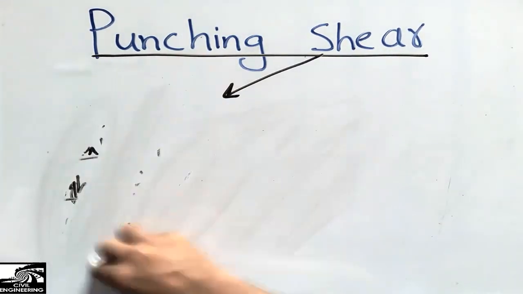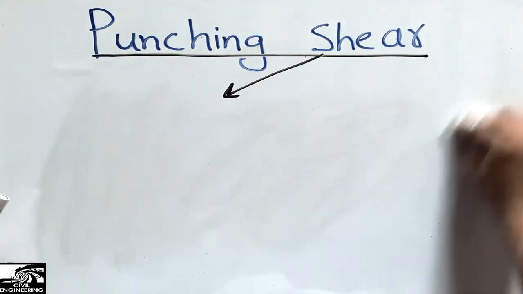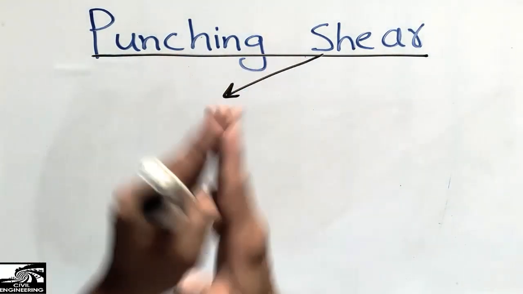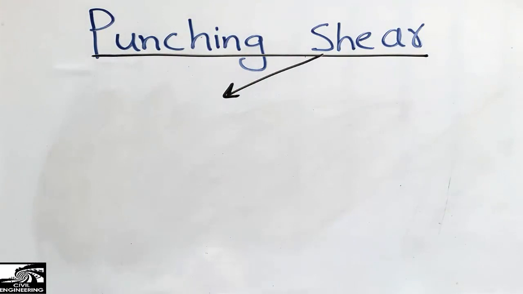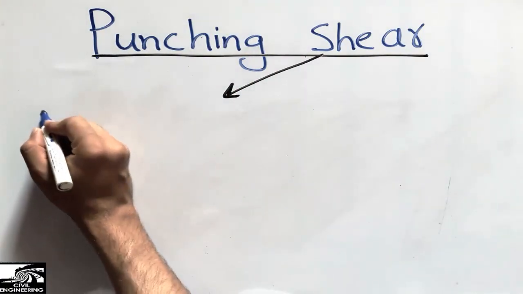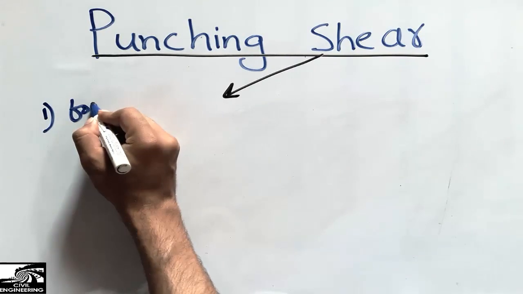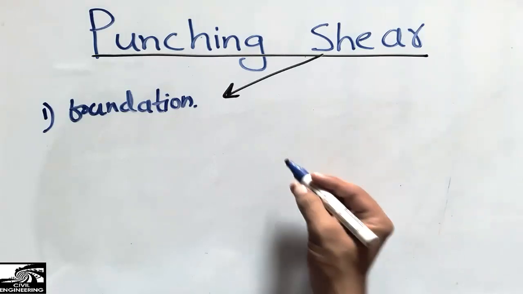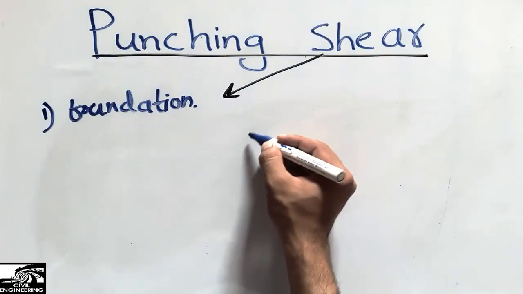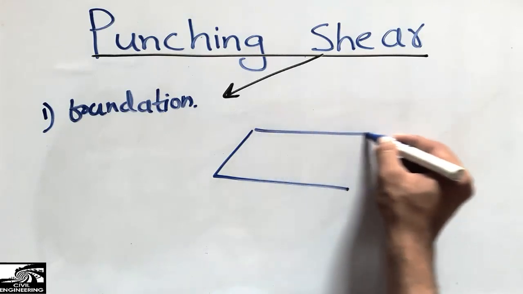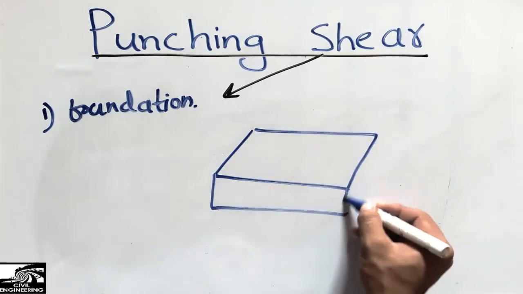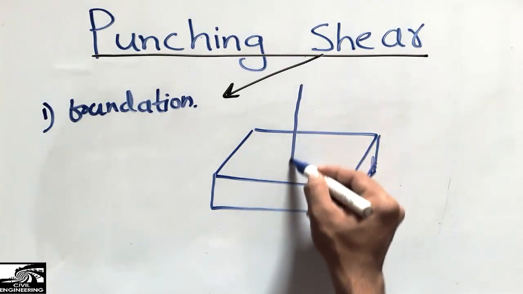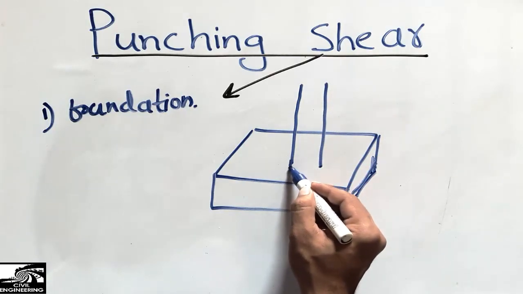So by considering this definition, I will explain. It is the shear failure, in which the objects slide against one another. First of all, considering the footing, the foundation, I will explain how it occurs in the foundation. Let's take an example: this is an isolated footing and this is the column, and the column is supported by this footing, this foundation.